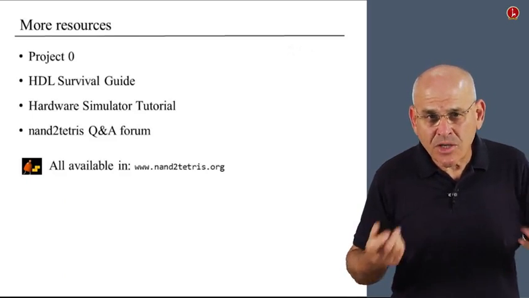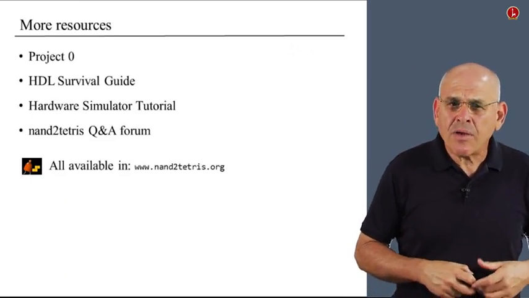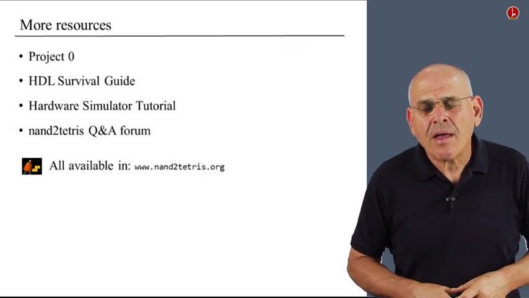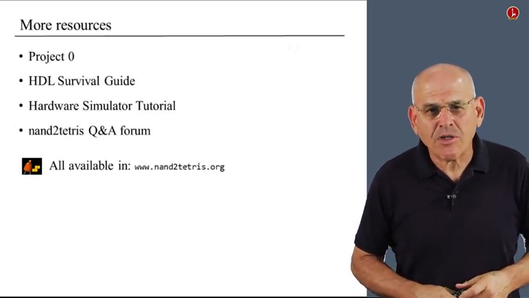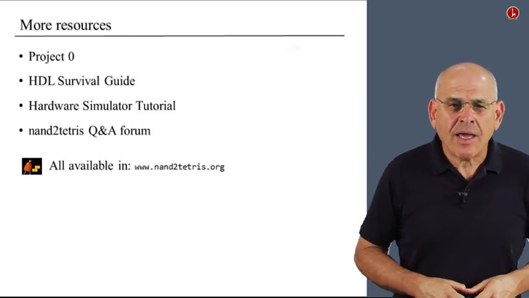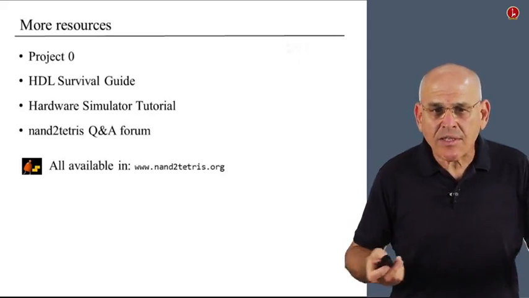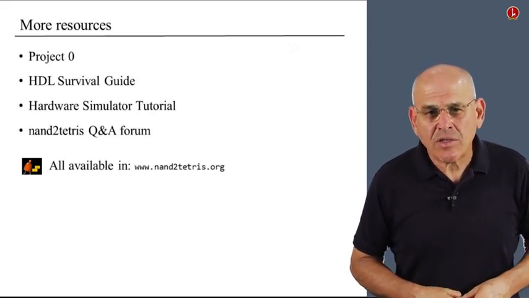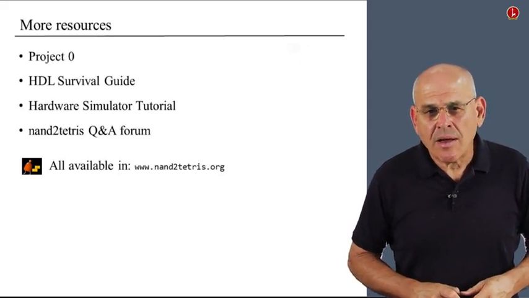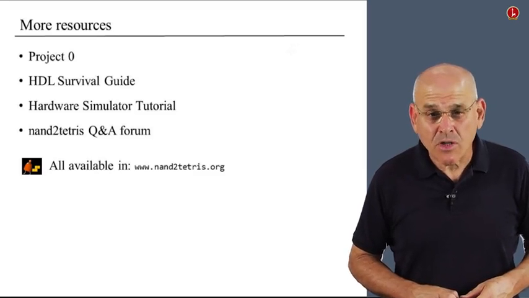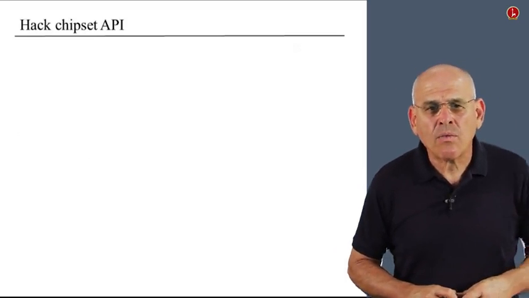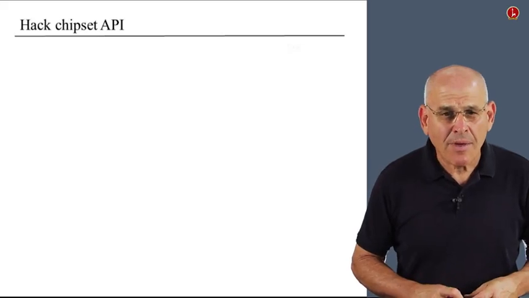If you need some additional resources, you can look at what we did in the first week, just to get you warmed up for this project. There is the HDL Survival Guide, tutorial, and the Q&A forum. You can consult with any of these resources in order to gain some confidence and actually go out and build Project One. In closing, I would like to say a few words about what we call the Hack Chipset API.